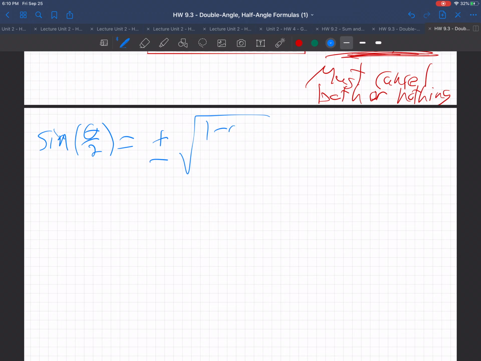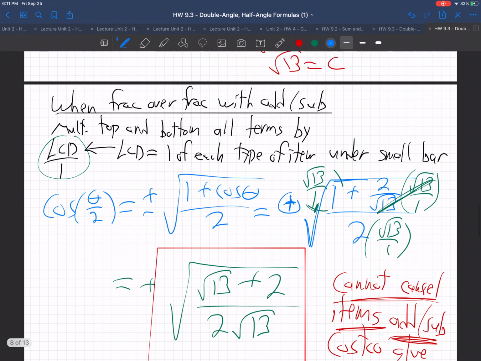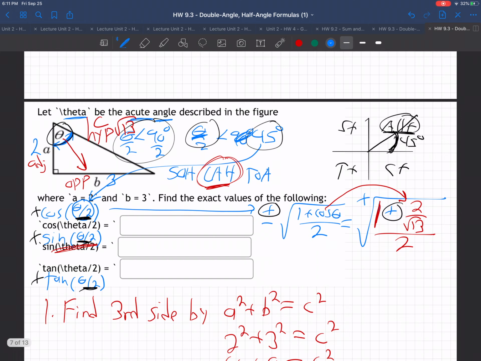Square root of 1 minus cos theta over 2. It's going to be plus. We've been through that. So it's plus the square root of 1 minus. And what was the cosine of theta? Well, again, getting back to our triangle, cosine is adjacent over hypotenuse. So it's 2 over root 13.